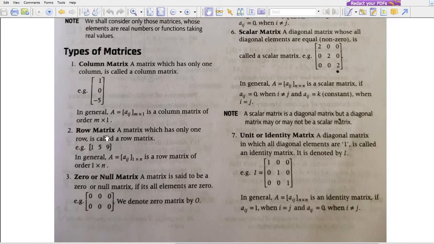Second one is what? Row matrix. A matrix which has only one row is called a row matrix. See this example, how many rows are there? Only 1 row is there. So this kind of matrix is called a row matrix. So next one is what? Zero or null matrix. A matrix is said to be a zero or null matrix if all its elements are 0. This is an example of a zero matrix, and it is generally denoted by this symbol O.